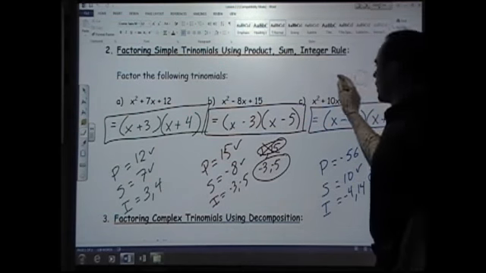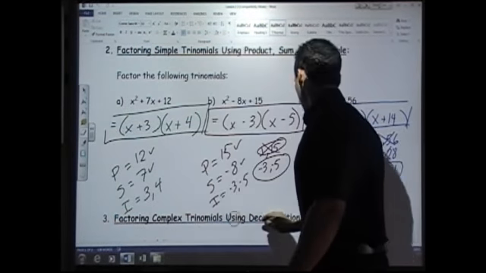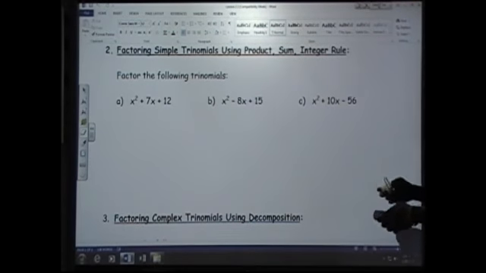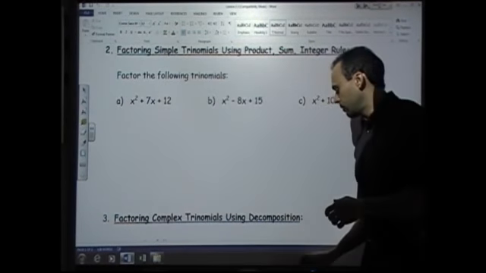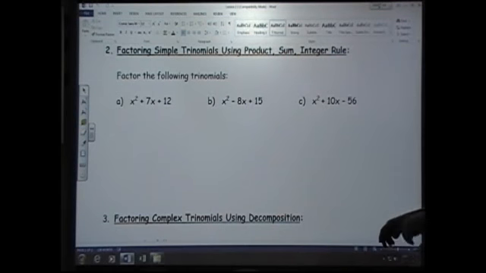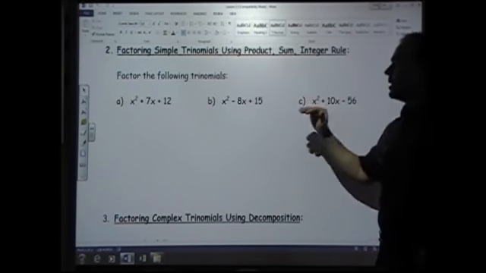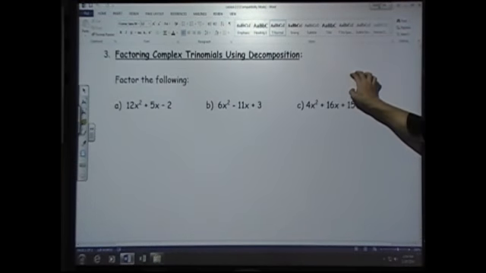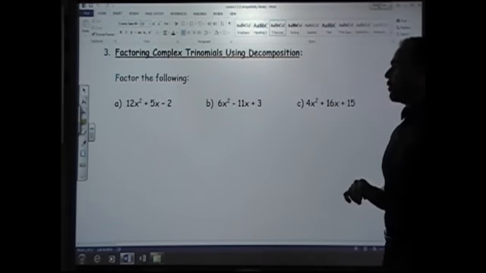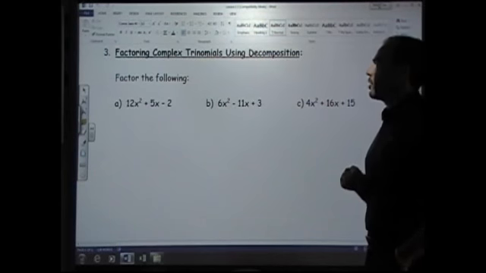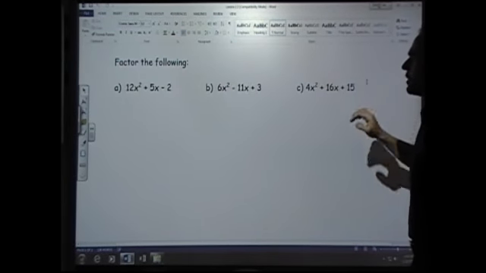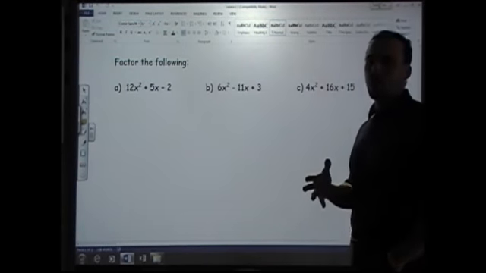So you have to know how to, the first step is always factor out a common factor. Sometimes there is a common factor when you're dealing with trinomials, like there was in the first one. Then B, factoring simple trinomials using the product sum integer rule. Now, the third one, factoring complex trinomials using decomposition. There actually is a different method called the X method or crisscross method.